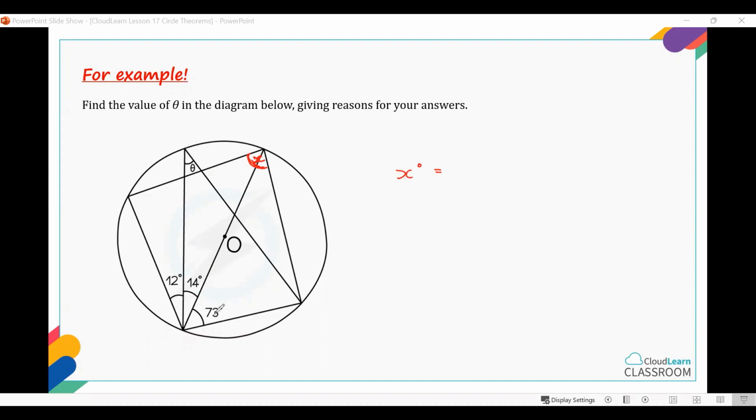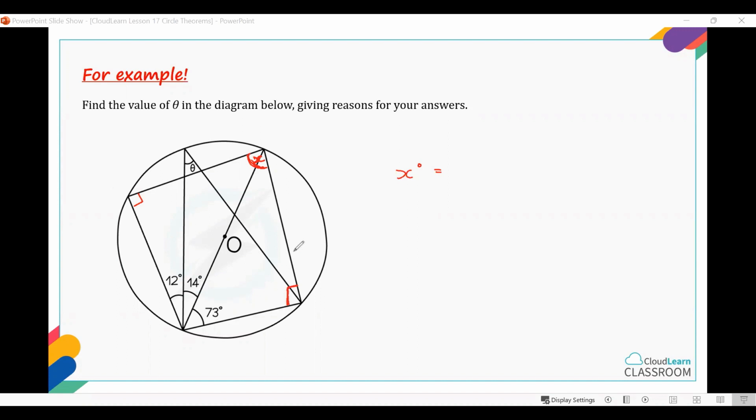It's not 90. This one is actually 90, because that is a diameter and they create a semicircle, the angle in the semicircle. So this one is 90 here, and this one is 90 as well. And so you can see you've got two 90-degree angles there. Opposite angles do add up.